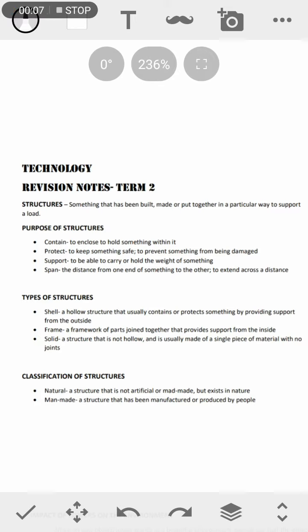Right, let's look at structures. A structure is something that has been built, made or put together in a particular way to support a load. All structures support a load. The purpose of structures.